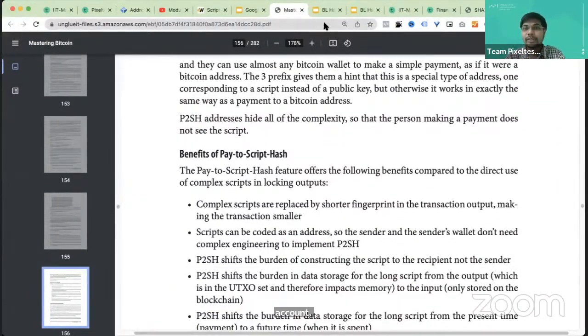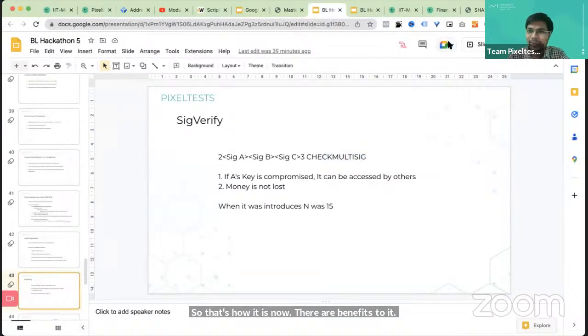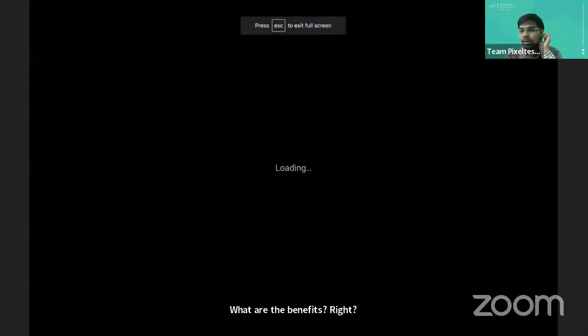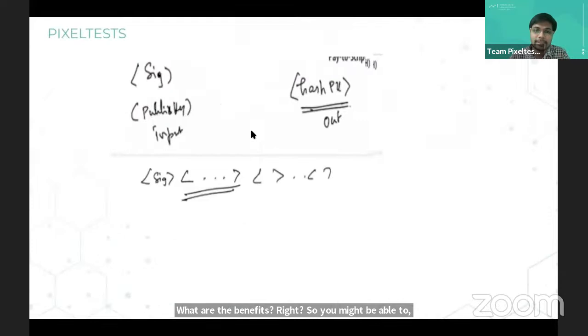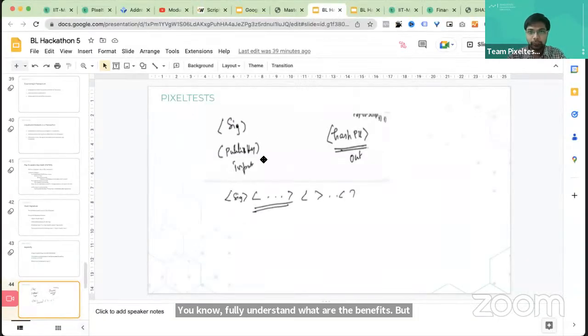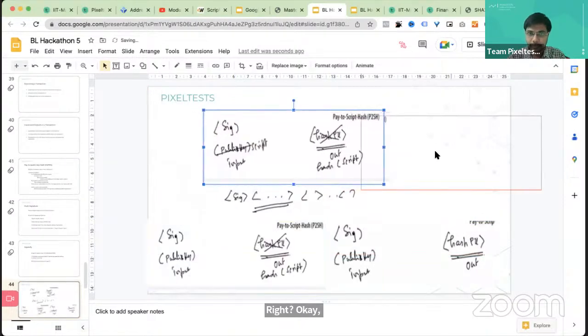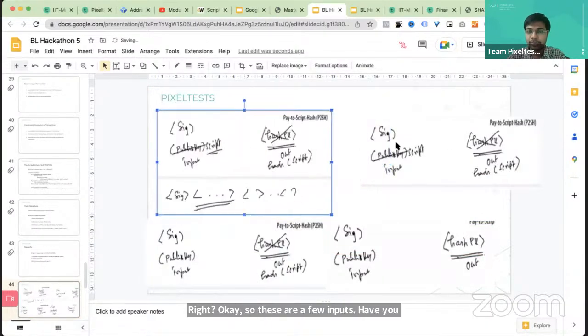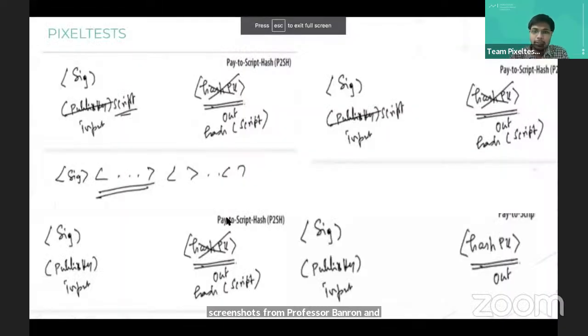Now there are benefits to it. What are the benefits? You might already understand them, but let me just explicitly tell you about it. So these are a few screenshots from Professor Bandurangan sir's session.